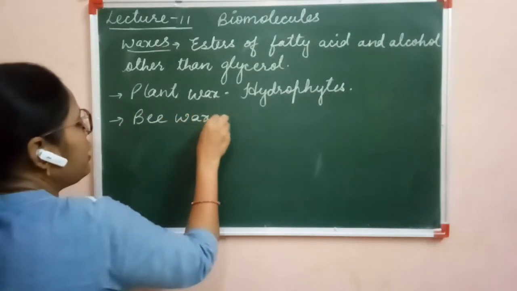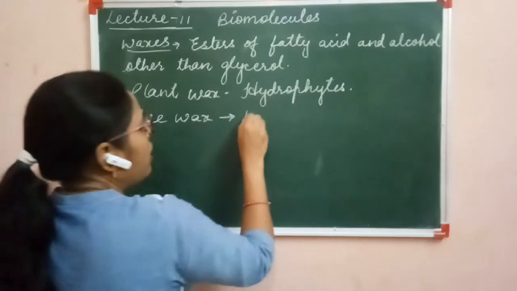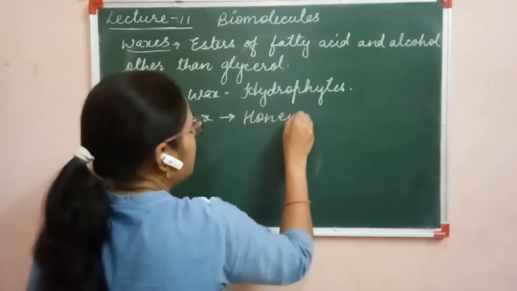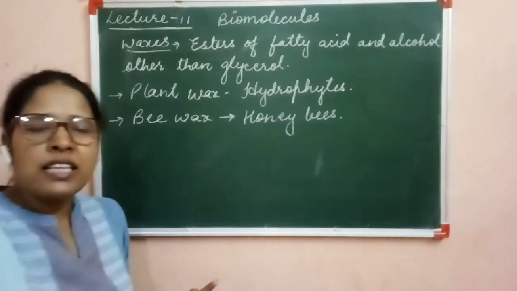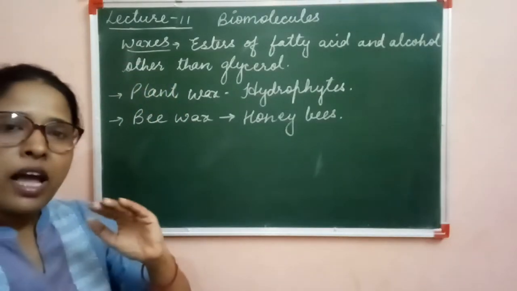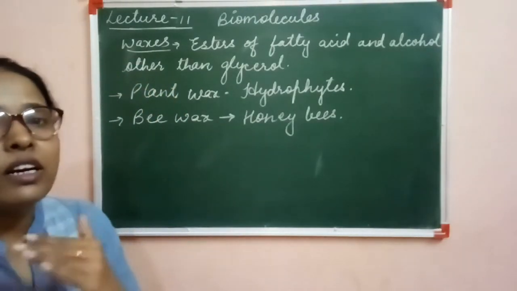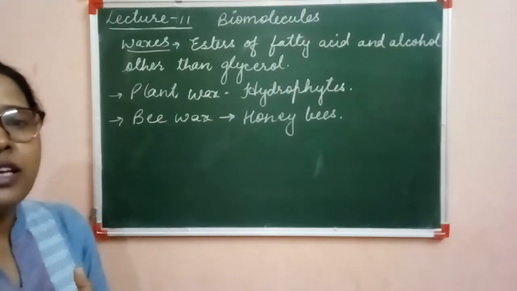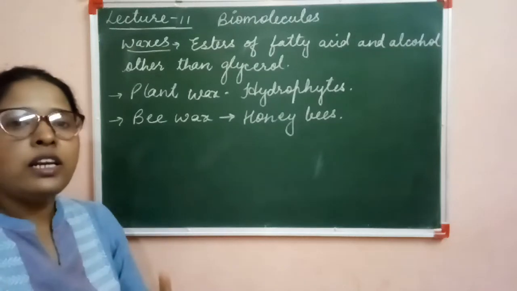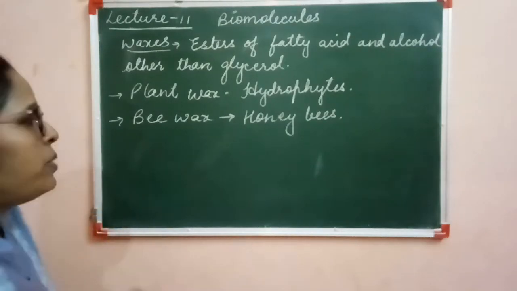The second one is called bee wax. Bee wax is obtained from honey bees. Basically, the wax glands are present in the last abdominal segment of the worker bees. In a beehive, three types of bees are there: queen, drones, and the worker bees.